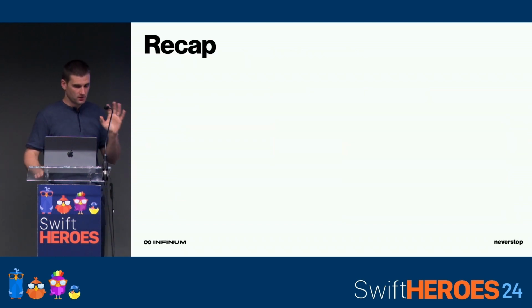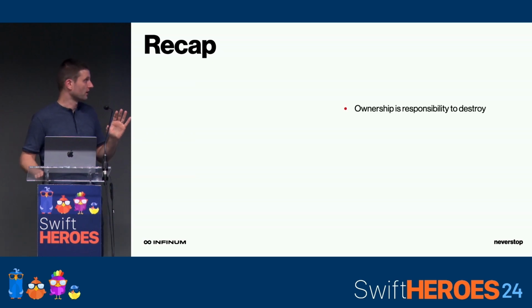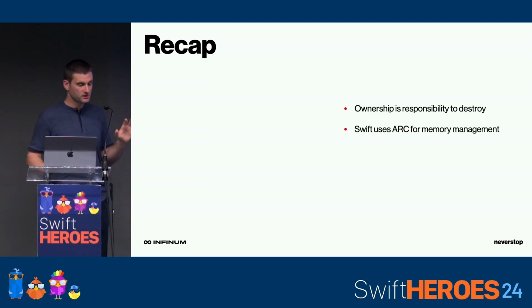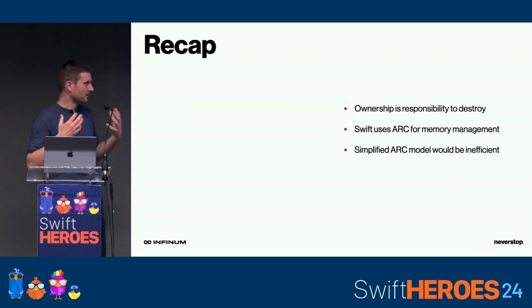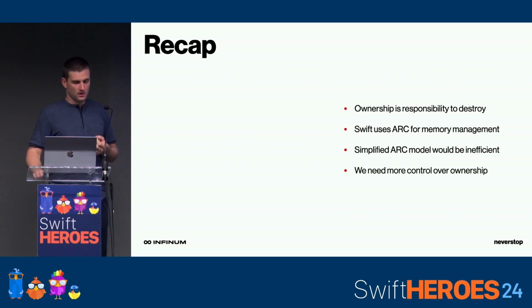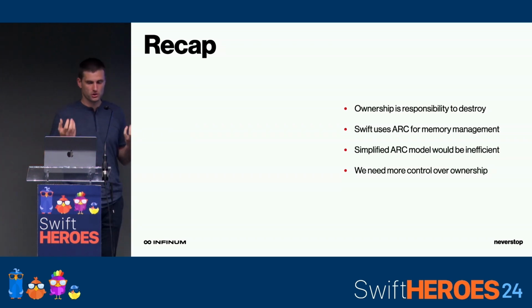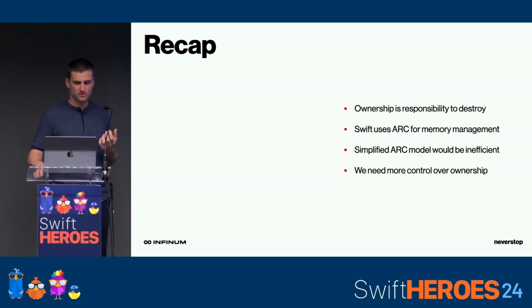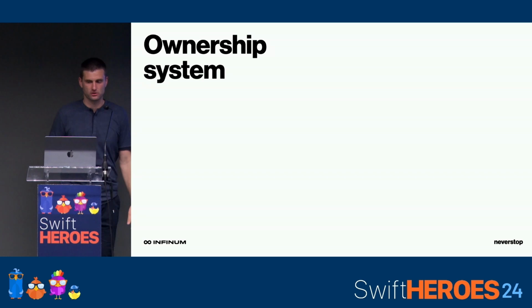Okay, so just a short recap of what we've done so far. Ownership is responsibility to destroy. Swift uses ARC for memory management. And this simplified ARC model that we've presented would be inefficient. So we can do better, but we need more control over ownership rules. And this is what the ownership system allows us to do.